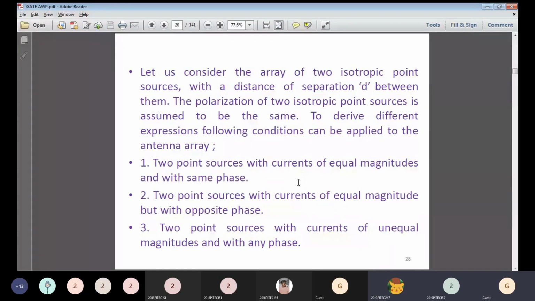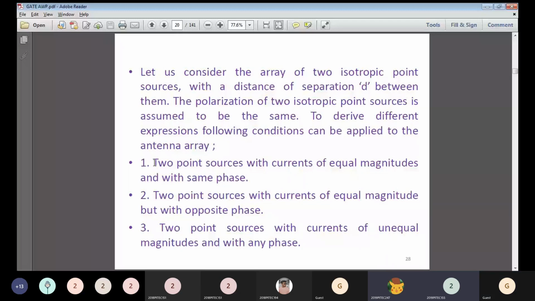Listen here. In the first 2 cases, we are going to give equal magnitude of current. But in the third case, we are going to give unequal current with any phase, whatever the phase we want to give. In the first case, same phase; in the second, opposite phase; but in the third case, any phase we can give. So based upon these 3 conditions, we are going for the problem.